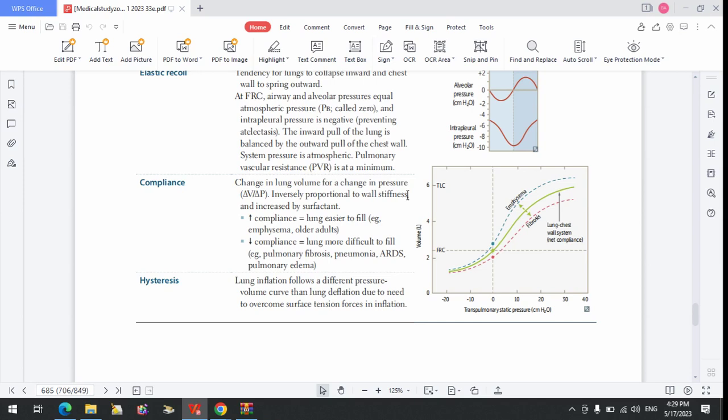Very easy. Compliance is inversely proportional to the stiffness of a particular container. If the container is very stiff, it will be less compliant. If it's less stiff, it will be very, very compliant.